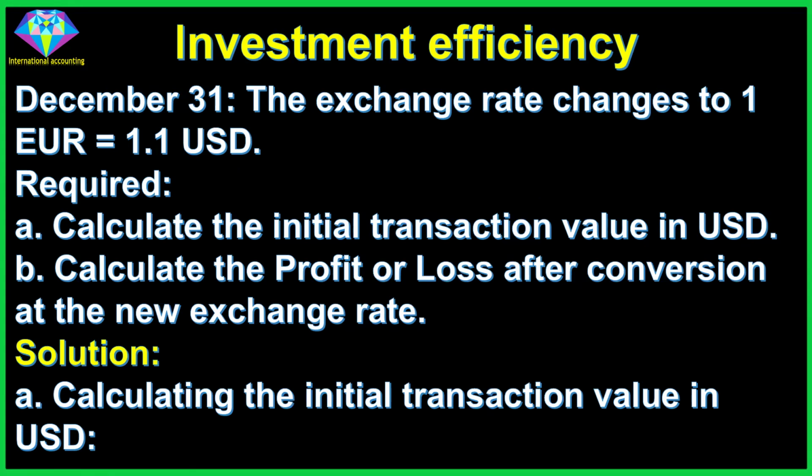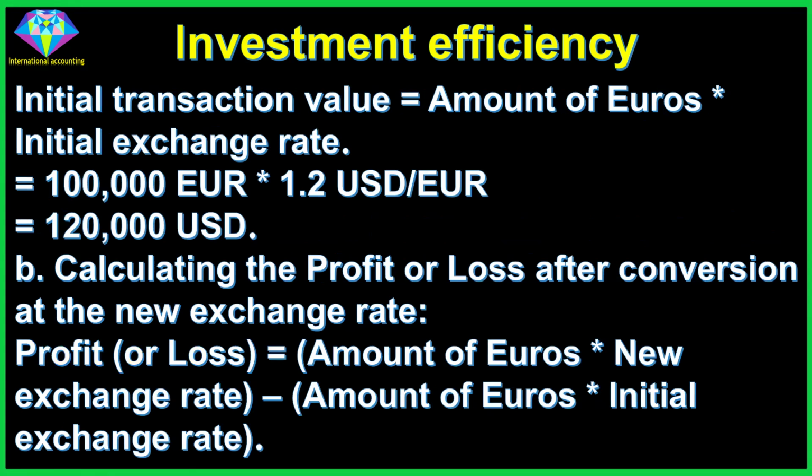Solution. A. Calculating the initial transaction value in USD. Initial transaction value equals amount of euros multiplied by initial exchange rate, equals 100,000 euros multiplied by 120 United States cents per euro, equals 120,000 United States dollars.